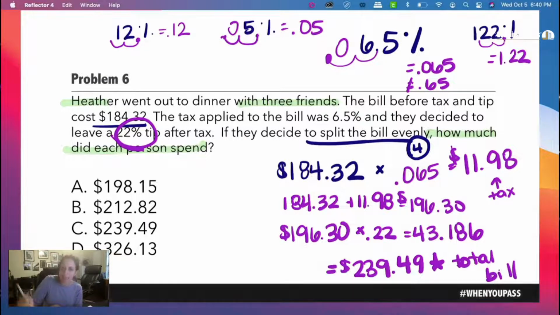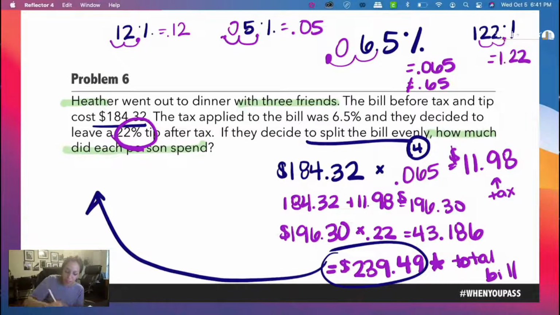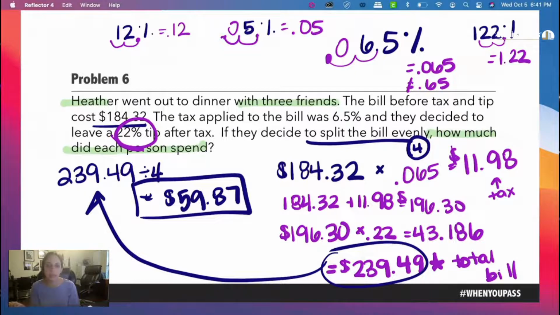And all of my answers are my totals. So we're just going to go, oh, that's not what I wanted to do. Now I'm going to take that and divide it by 4. So $239.49 divided by 4 equals $59.87. So each person is spending $59.87. Sorry about that, Joseph. No wonder you were so confused.